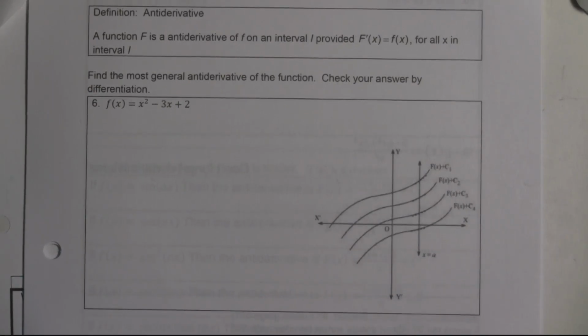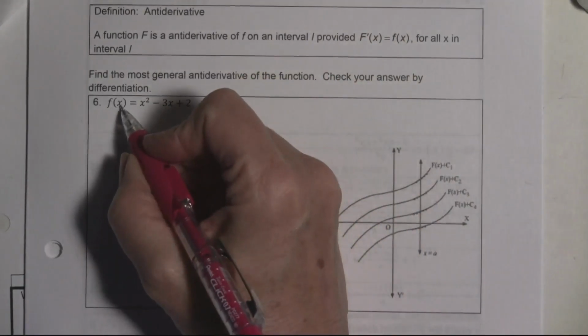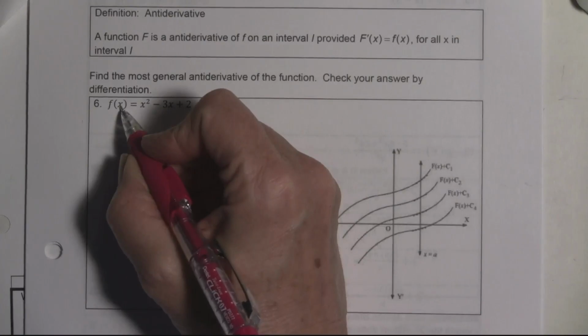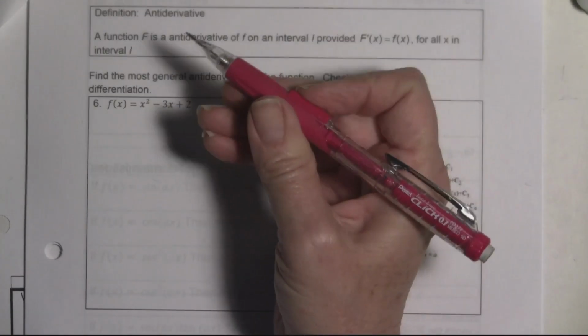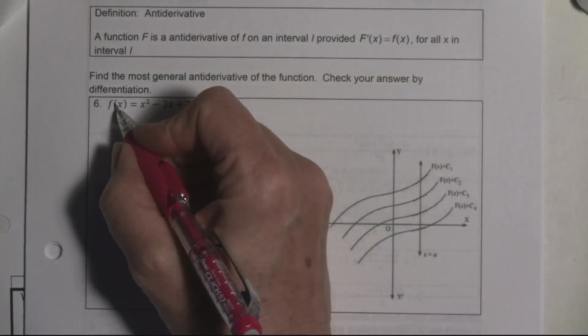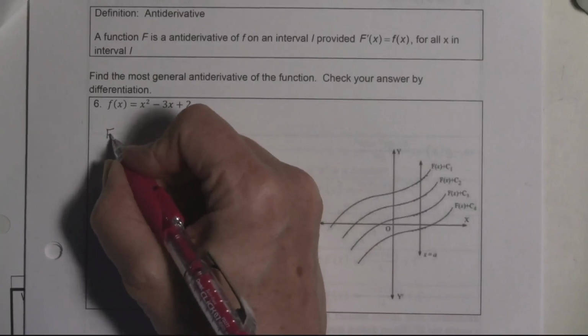Check your answer by differentiation, by finding the derivative. And so we'll give a check to it and make sure that it works. We're saying that we're going to find the antiderivative of lowercase f, and they called that capital F. So notation, I'm taking the antiderivative of lowercase f, and they're calling that answer capital F.